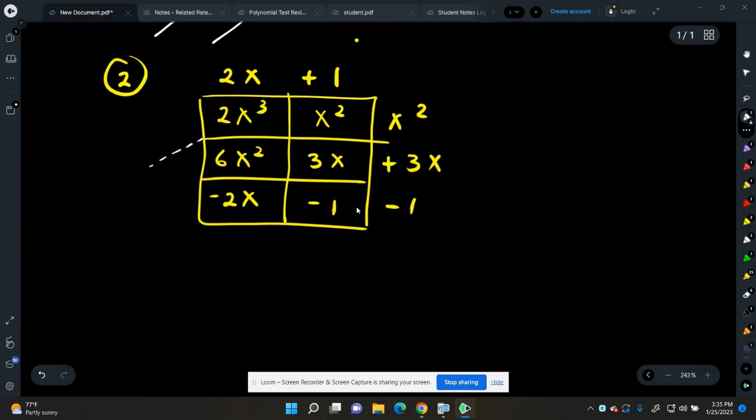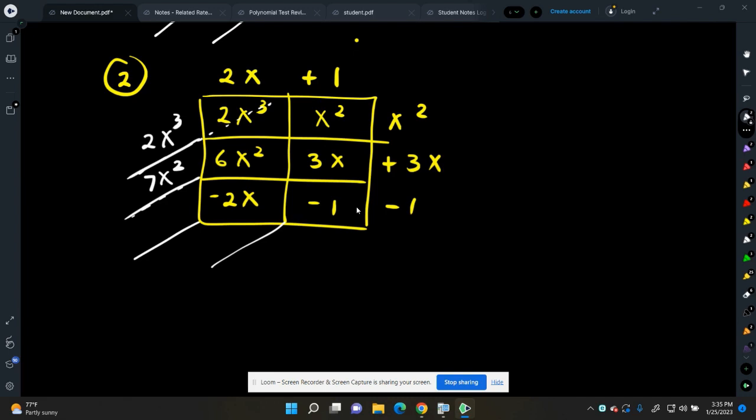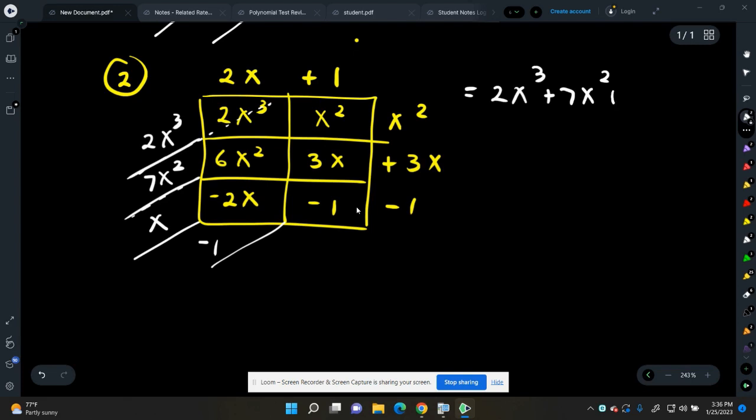And we draw our diagonals. Let me just draw solid lines here. Okay, so here, following that diagonal, we get 2x to the third. Here we get 6x squared plus x squared, which is 7x squared. Negative 2 plus 3 gives us 1x, and we have negative 1. So this equals 2x to the third plus 7x squared plus x minus 1.